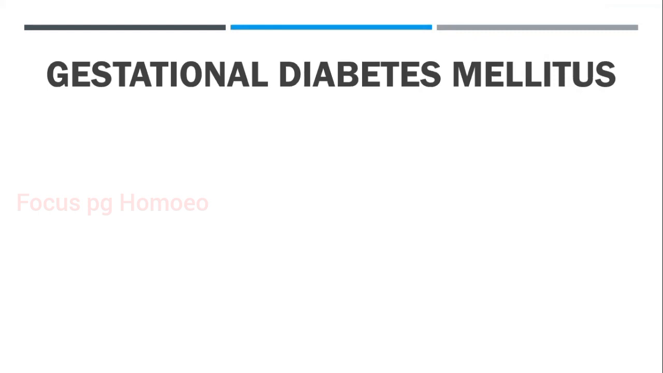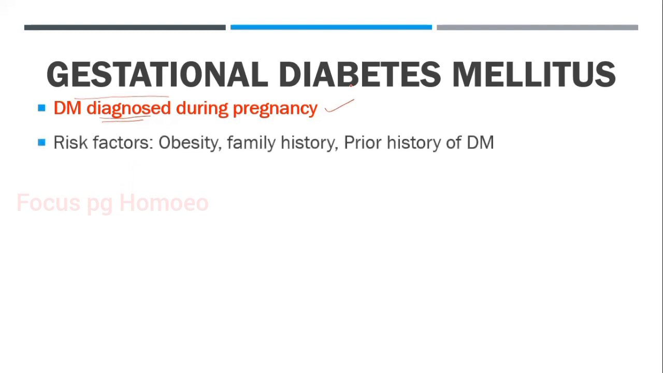Next is gestational diabetes mellitus. We know diabetes mellitus, we know DM, and gestational means pregnancy. So diabetes mellitus which occurs in pregnancy. DM should be properly diagnosed during pregnancy. That is gestational diabetes mellitus. The risk factors for gestational diabetes mellitus are obesity, family history of diabetes mellitus, and previous history of diabetes mellitus.